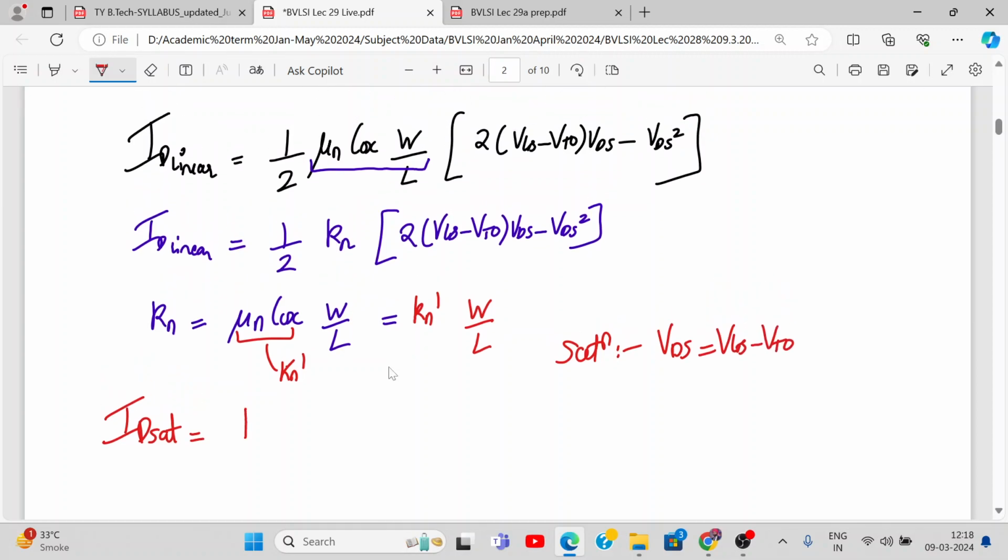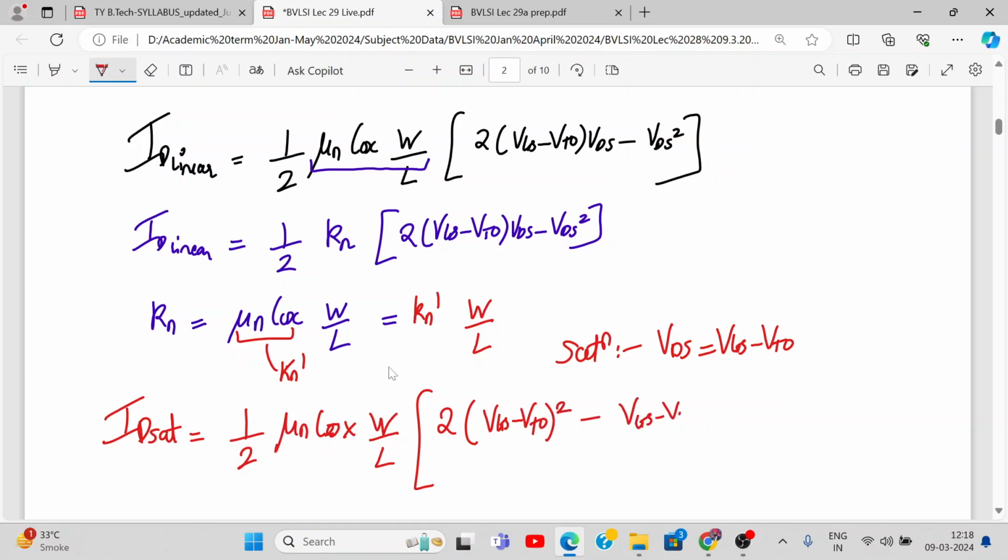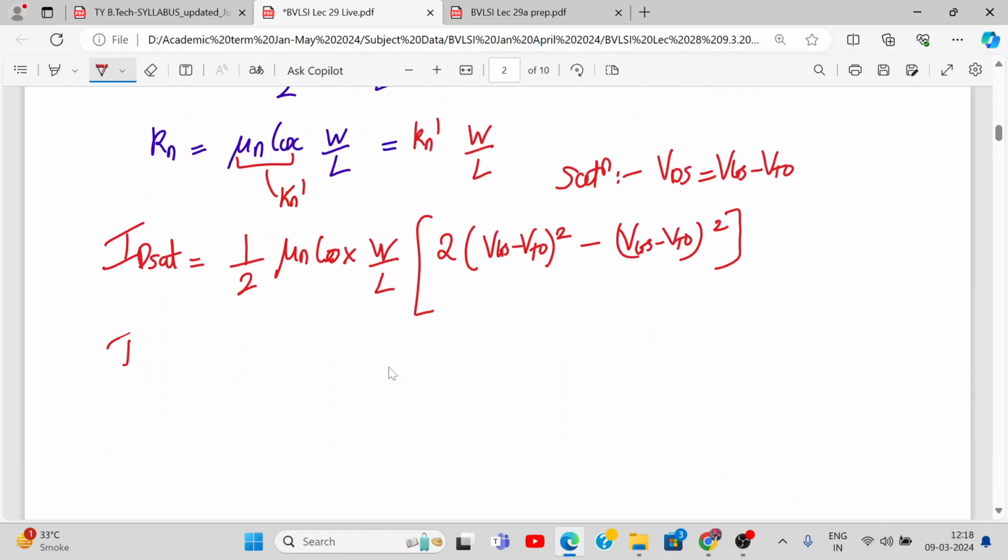In the above expression we continue, so it will be half mu n Cox W by L twice, wherever we have VDS substituted by VGS minus VTO. So what do we get over here? VGS minus VTO the whole square. Here you will get VGS minus VTO the whole square. Okay, so what do you get finally? ID sat is half mu n Cox W by L.